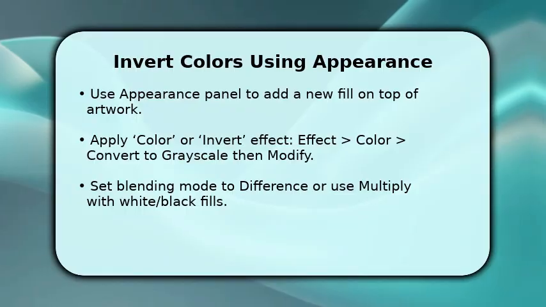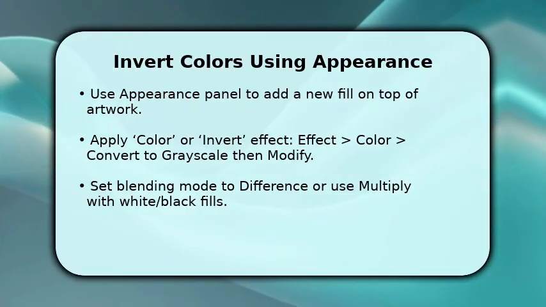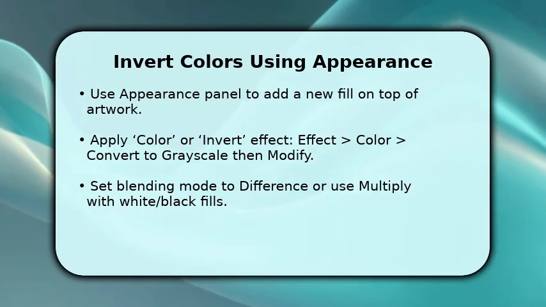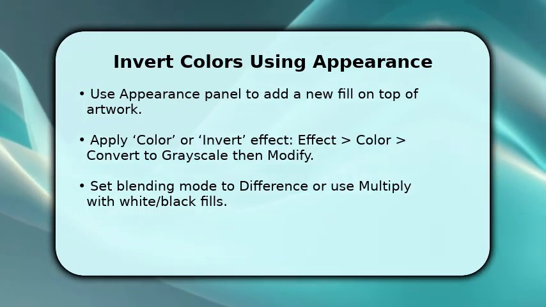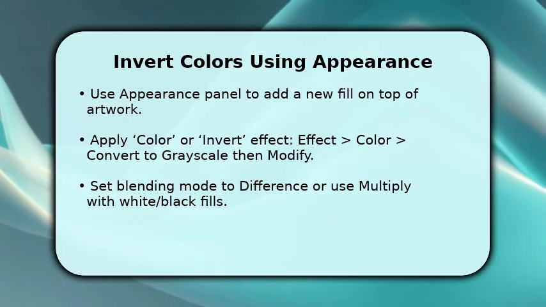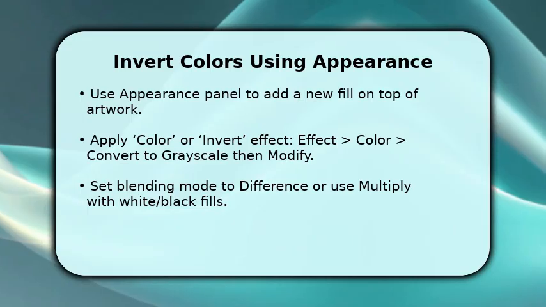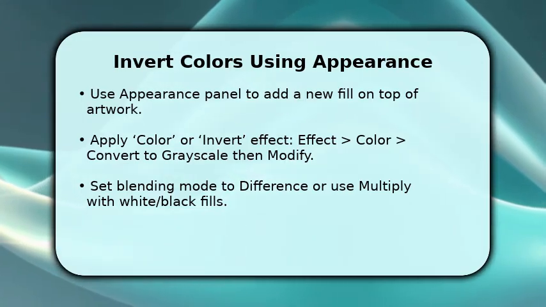You can use Effect > Photoshop Effects > Adjust > Color Invert if available, or create a white fill and set the blend mode to Difference to produce a negative. Once applied, adjust opacity or mask the effect to limit inversion to specific shapes. This preserves original fills beneath for easy revert.